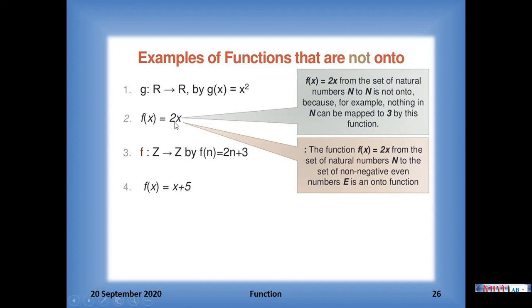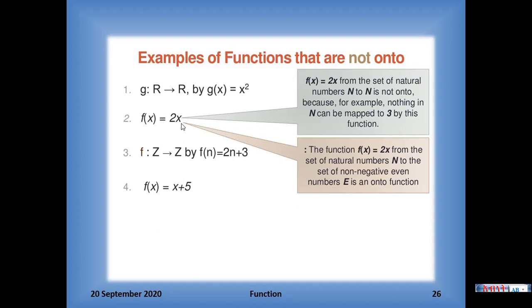For example, look at this. Not onto. For example, f(x) = 2x from the set of natural numbers to the natural numbers is not onto. Why? When you give 1, you will get 2. When you give 2, it will be 4. When you give 3, it will be 6. Now the relation looks like 1 to 2, 2 to 4, 3 to 6.